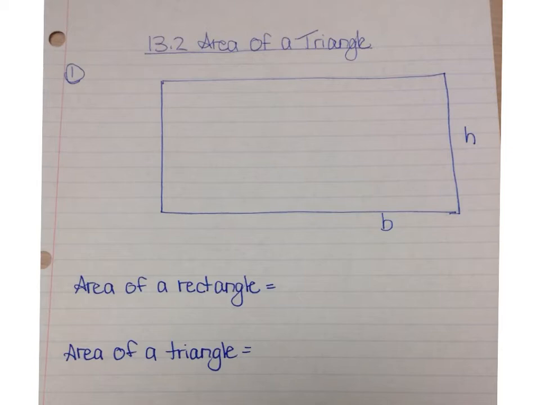So, area of a triangle is very similar to area of a rectangle. The area of a rectangle is base times height. A triangle is very similar because if I have this rectangle and I draw a diagonal across, what do I have? I have 2 right triangles, right?